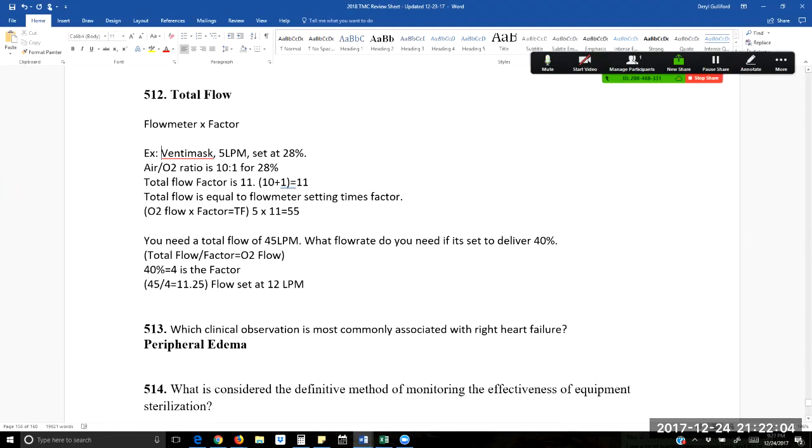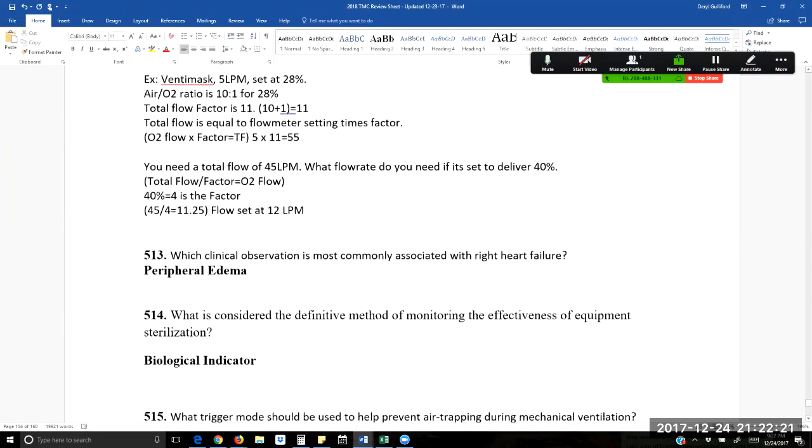All right, you need a total flow of 45. What flow rate do you need if you're on 40%? And you can back up through this and find that. 40%, 4 is the factor. 45 divided by 4 is 11.25. So set the flow meter at 12. I bet you'll have one of those on your test.